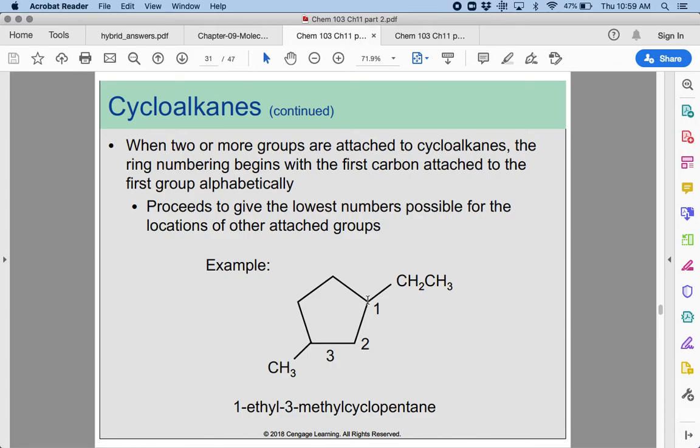Now, let's say you went and numbered this 1, 2, 3, 4. That means I would have 1,4-methyl cyclopentane. 1,4 is higher numbering than 1,3. So we want to go with the lowest number possible, and we want to try and have it go in order.